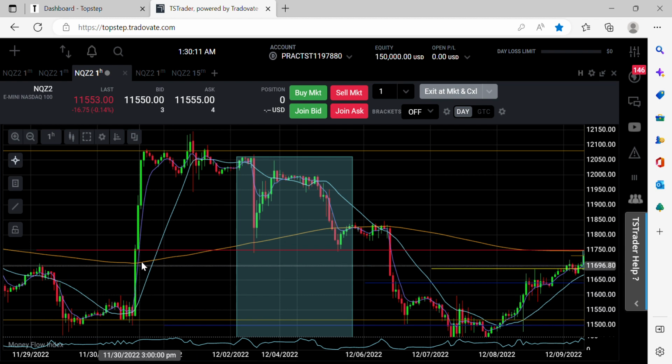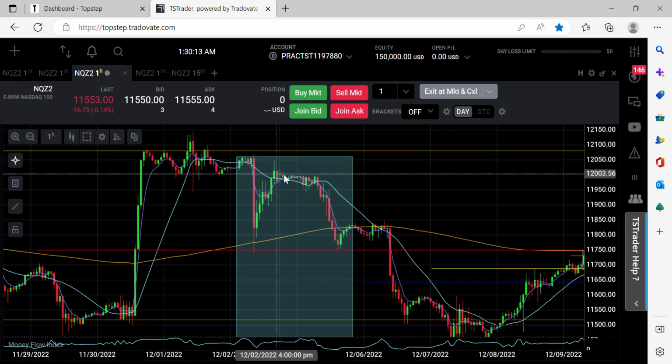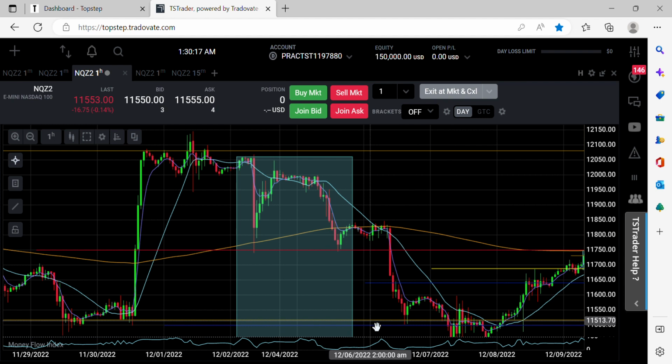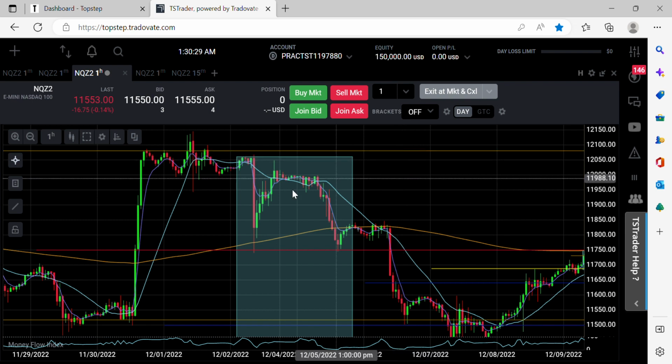So for instance, we know we have a tremendous amount of buying, tremendous amount of selling. We've reached a bottom, our true bottom here in this blue area is a definite buy. Our true top here in this area is a definite sell.